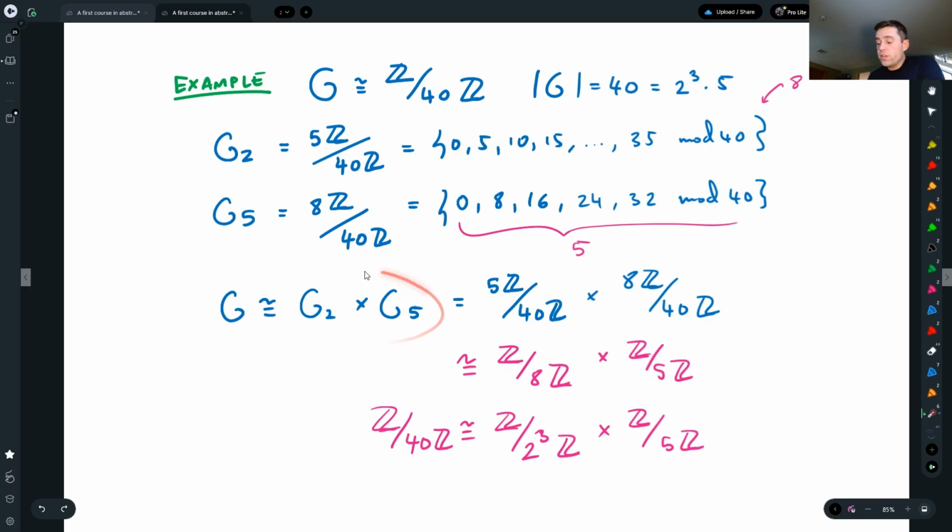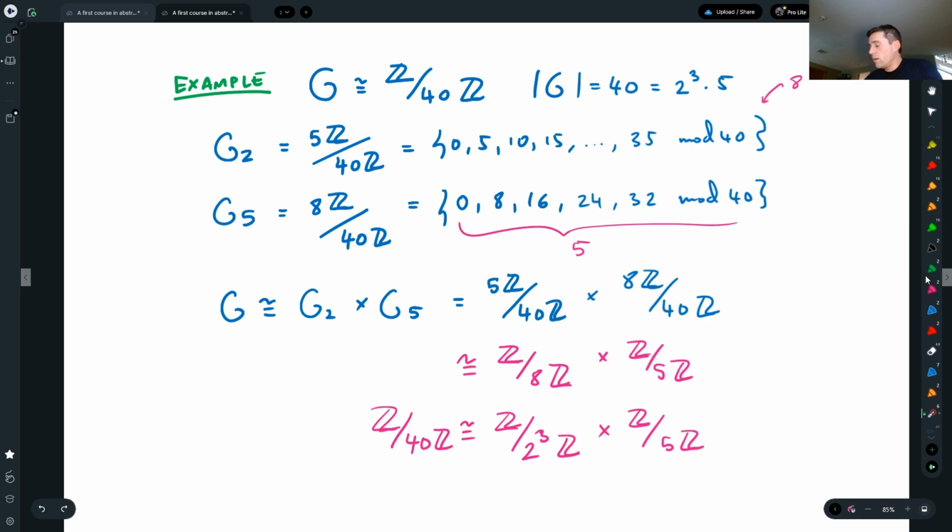So the theory tells me that G is the direct product of the 2 and 5 primary components. This is the 2-primary component, and this is the 5-primary component. The first one is cyclic of order 8, so it's isomorphic to Z modulo 8, and this one is cyclic of order 5, so it's isomorphic to Z modulo 5. Therefore, Z modulo 40 is isomorphic to Z modulo 2 cubed times Z modulo 5. And this is the decomposition that the fundamental theorem gives me.